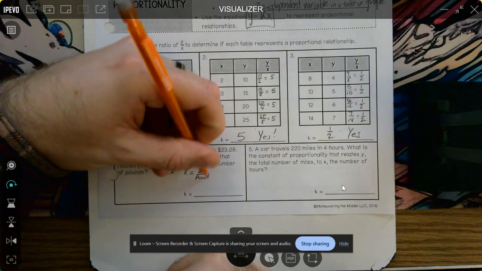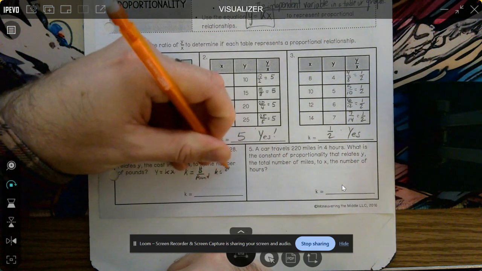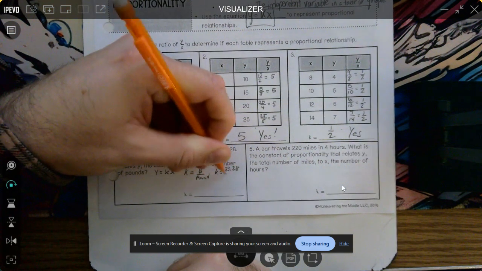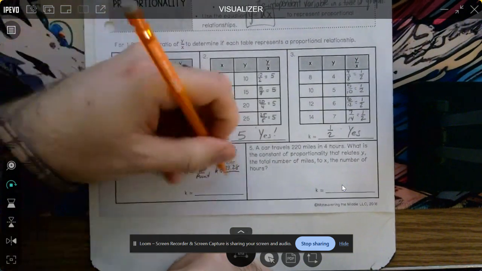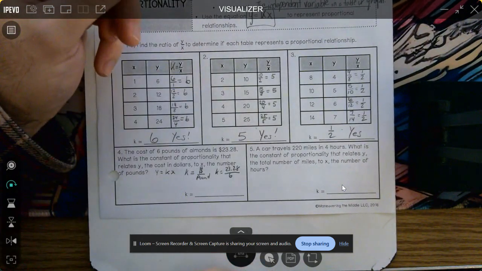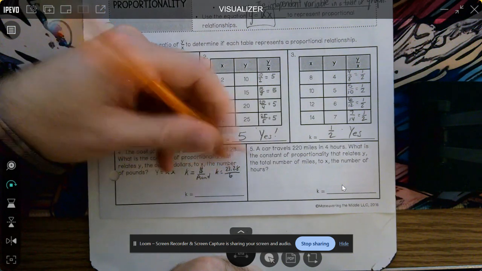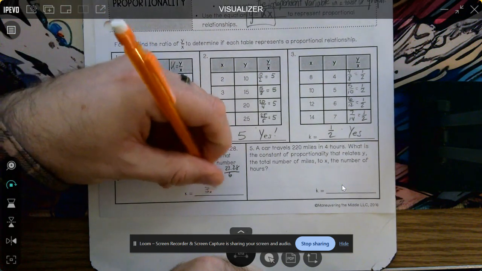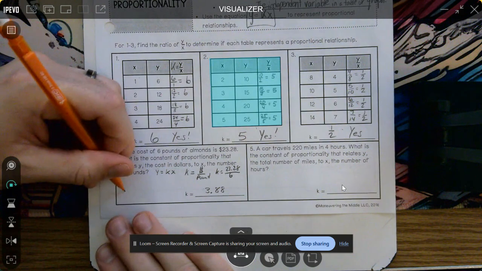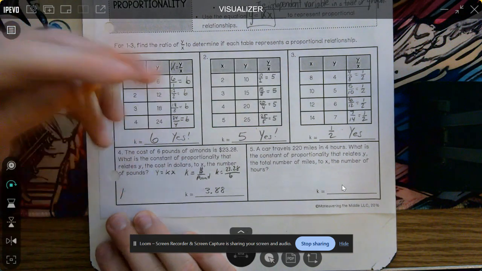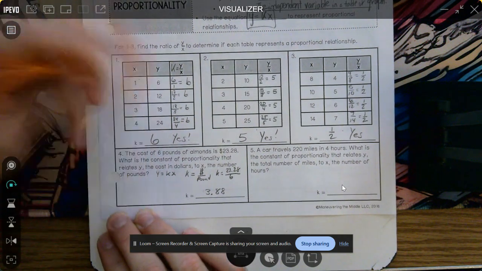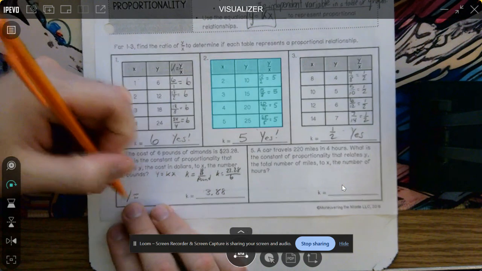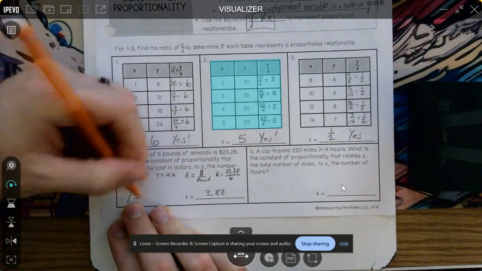So what would we divide? It'd be the money, $23.28, divided by the amount of pounds, which is 6. And when you divide those two, you get a k value of 3.88. So on the left here, we're going to write our proportionality relationship equation. So y equals kx. What is k? It's 3.88.